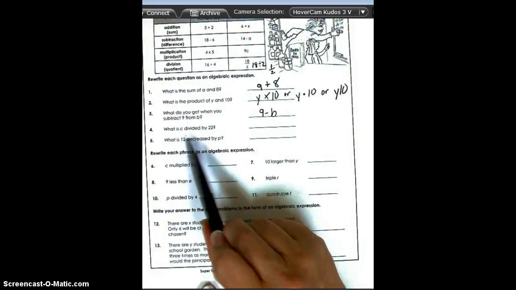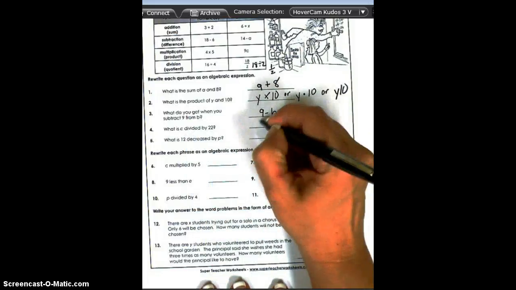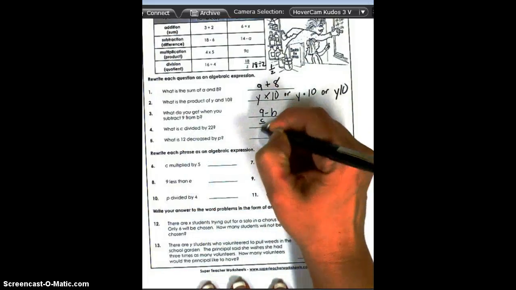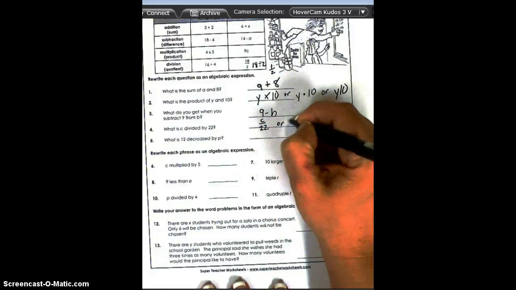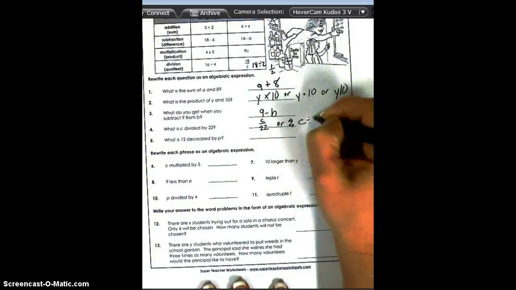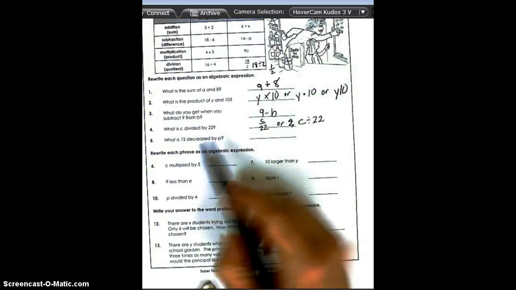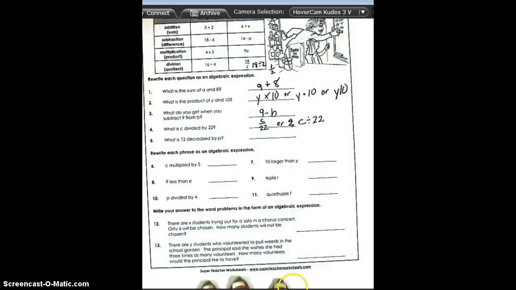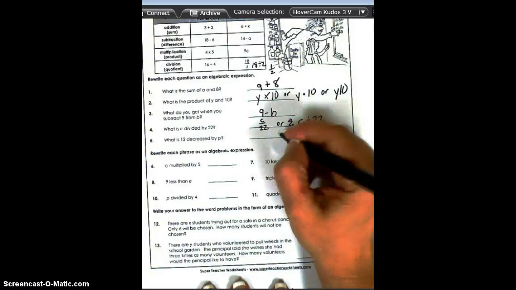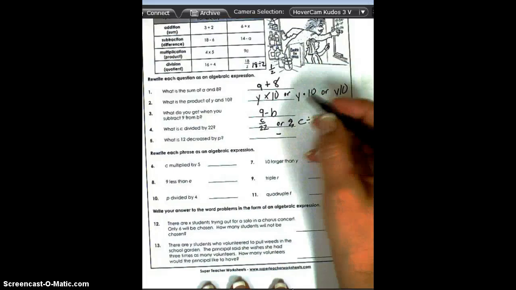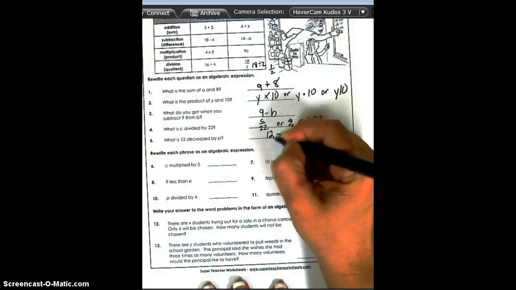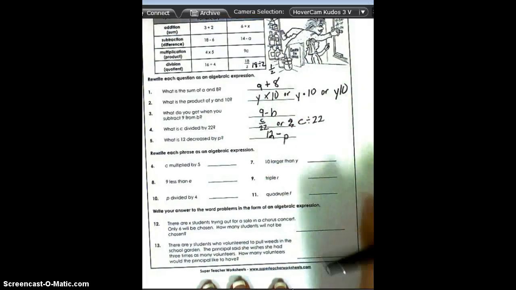What is c divided by 22? So we can write that as a fraction if we want to. Or you can also write it, whoops, I wrote it backwards, sorry. C divided by 22. What is 10 decreased by p? To decrease means to make smaller. So 10 minus p on that one.